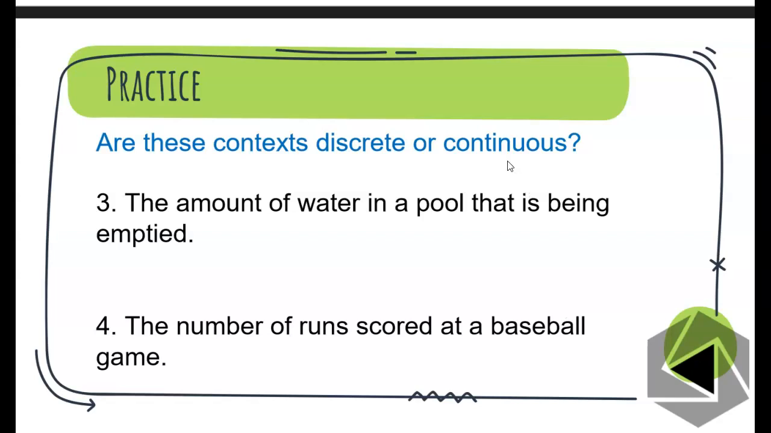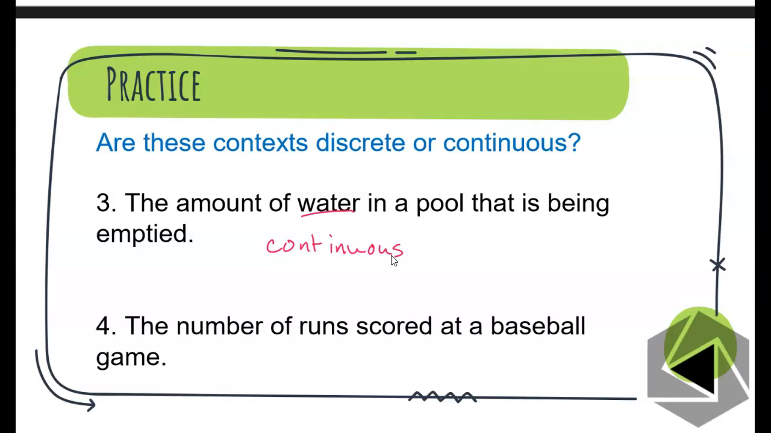Well, we do know that water almost always is continuous. It's an example we use of a continuous flow of something, right? It doesn't happen in chunks. It just kind of flows continuously. We know that time is continuous, so we might conclude this is continuous.